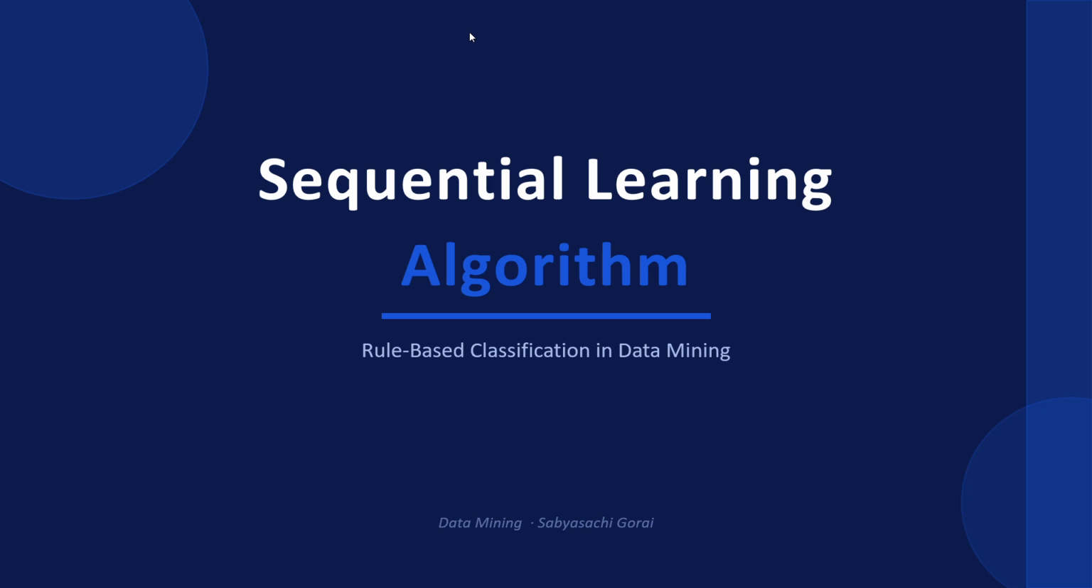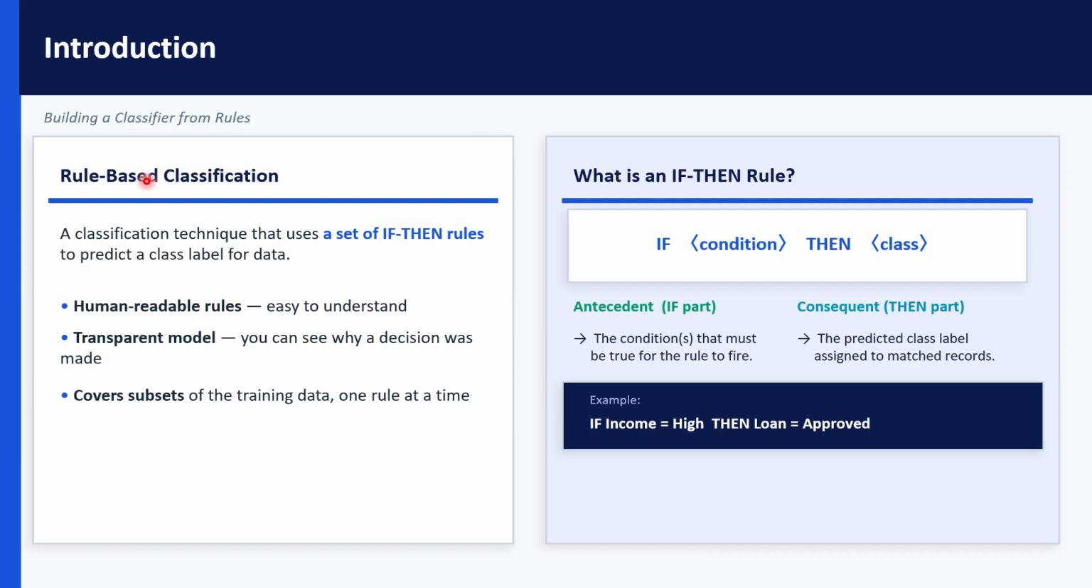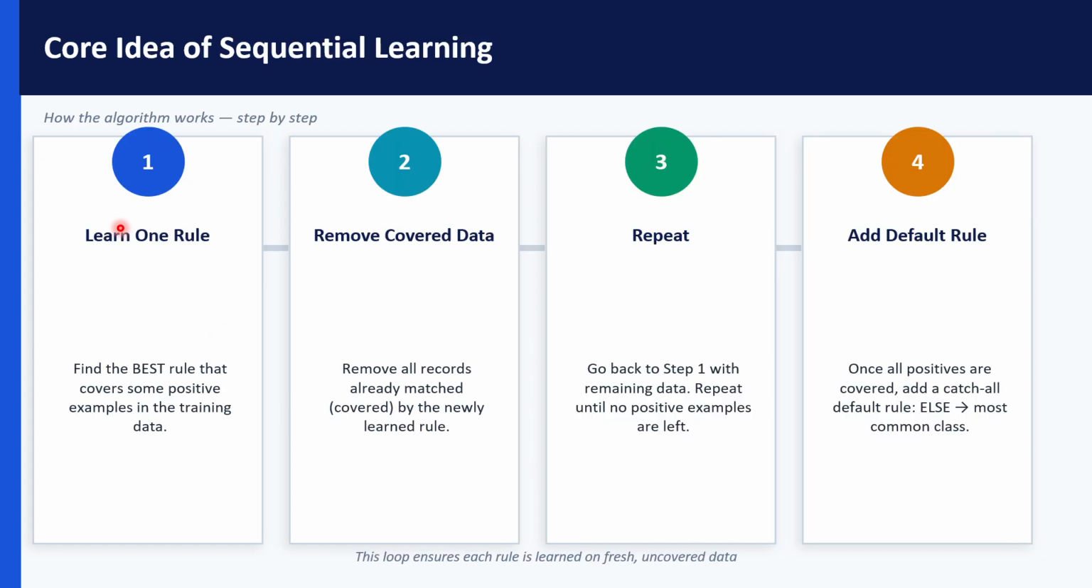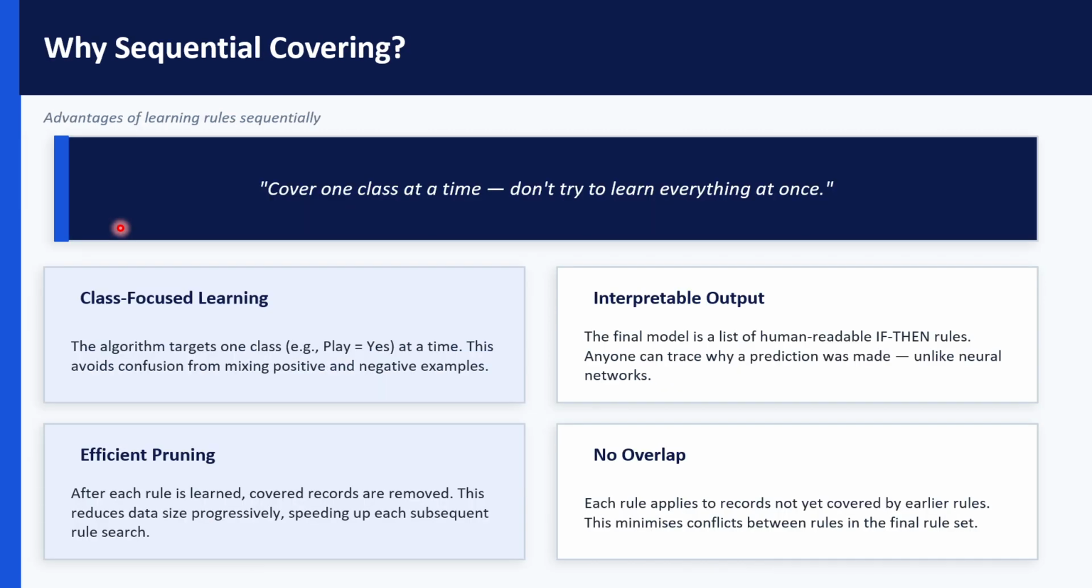Sequential learning algorithm is a rule-based classification technique in data mining. In this technique, we try to find a set of if-then rules to predict the class label for the data. The core idea of sequential learning algorithm is that first we will learn one rule, then we will remove the covered data by that specific rule and repeat the same process, and at last we will find a default rule. We will see this in the example section.